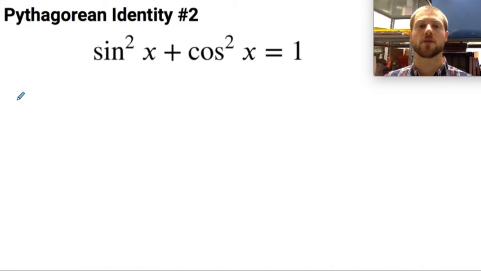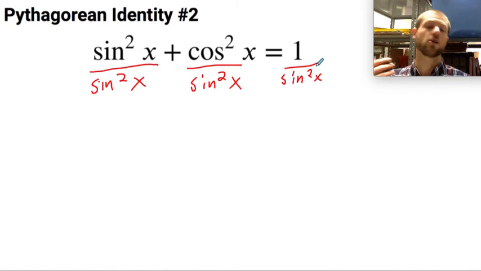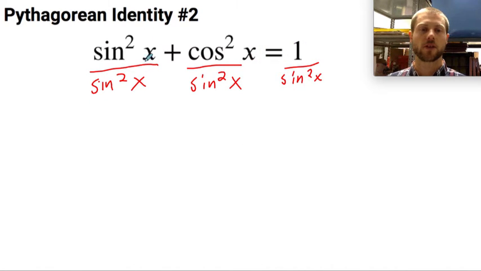And the way that we get these is we basically just do some sort of manipulation to this equation. What I'm going to do is divide everything by sine squared of x. That's a legal move, remember, because if I divide everything by the same term, I'm keeping everything proportional. I have not changed the equality. I'm just making it look different. So let's now simplify what I've done here. Sine squared of x divided by sine squared of x is equal to 1, plus cosine squared of x divided by sine squared of x.